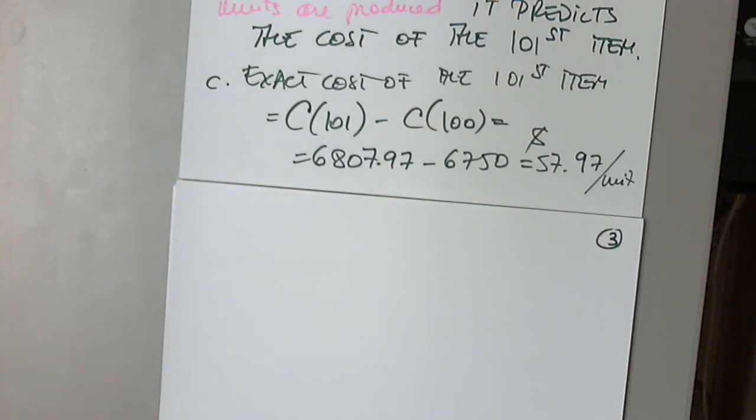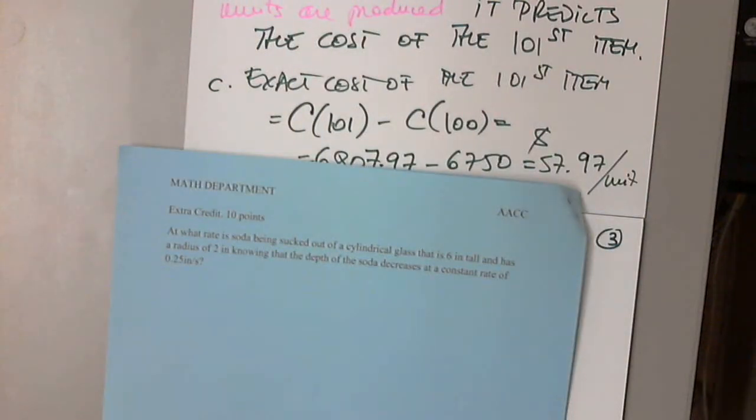Let's work on the last problem on the last page. Okay, 2 minutes. At what rate is soda being sucked out of the cylindrical glass? Area of the base times the height is the volume. It has a radius of 2 inches, knowing that the depth of the soda decreases at a constant rate of 0.25 inches per second.